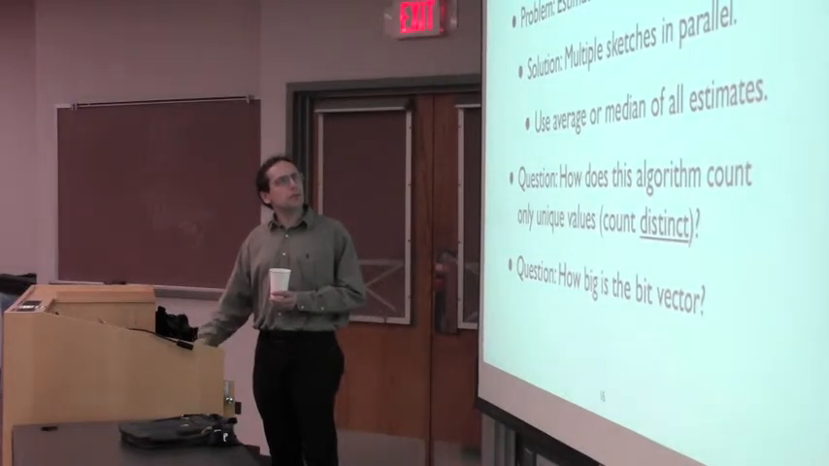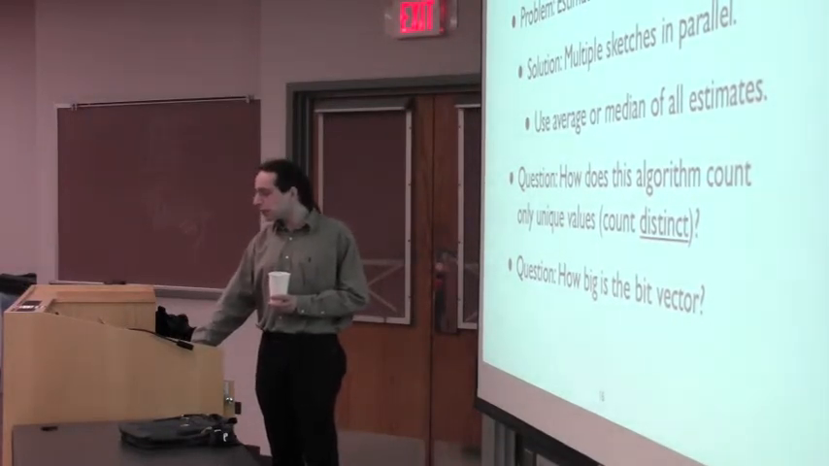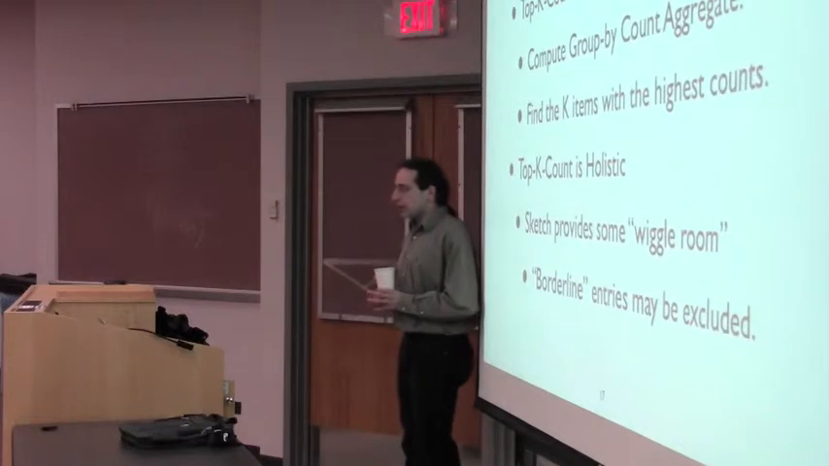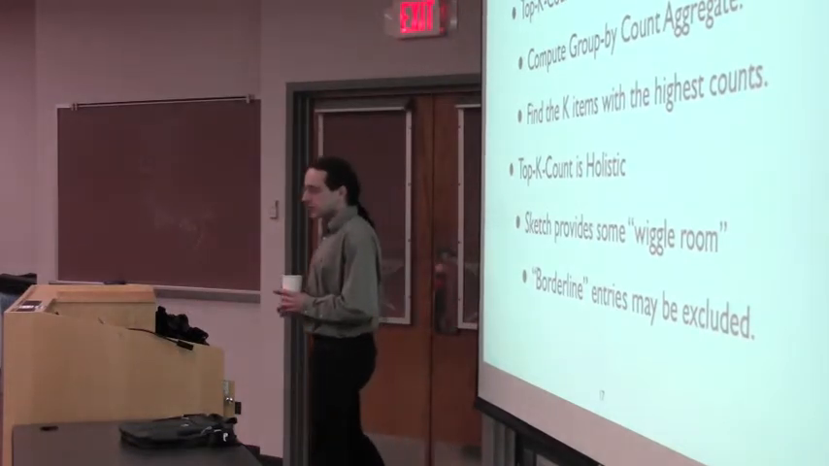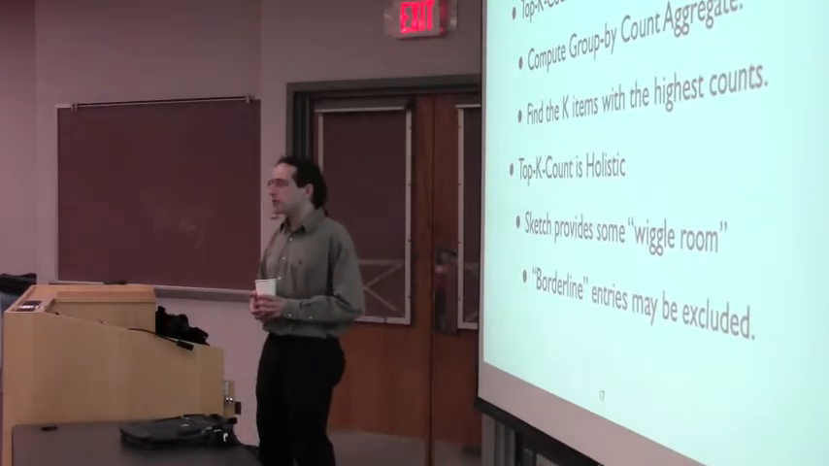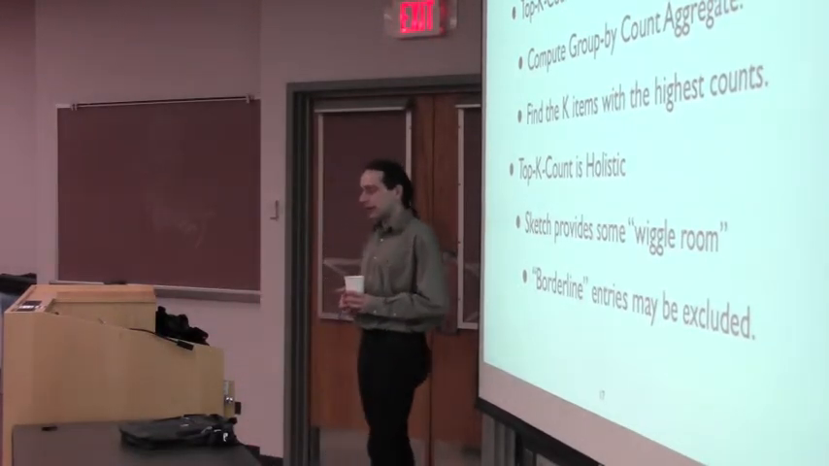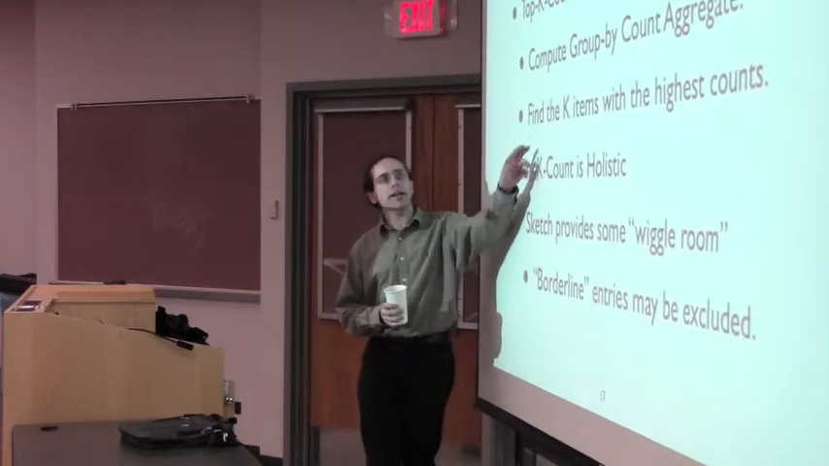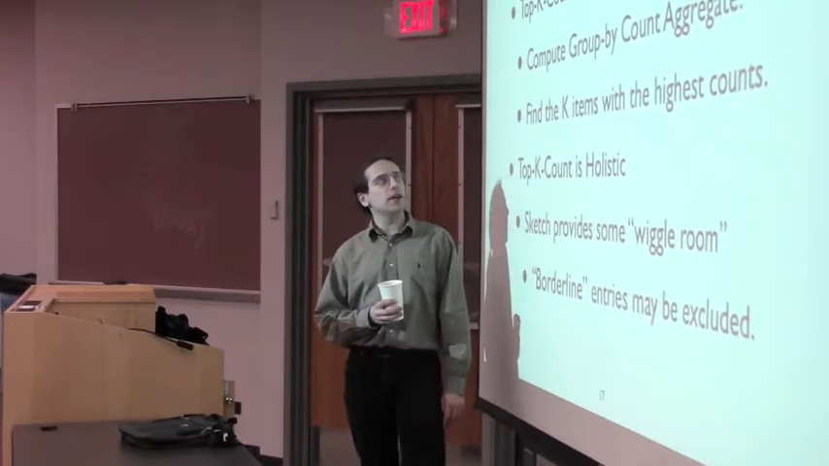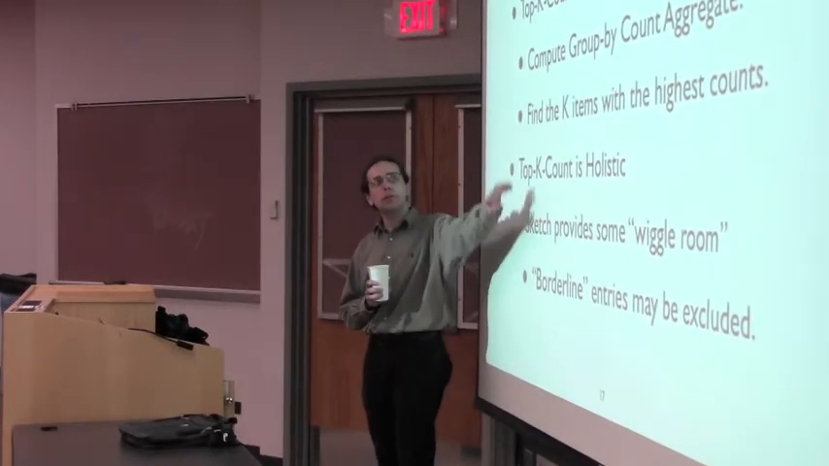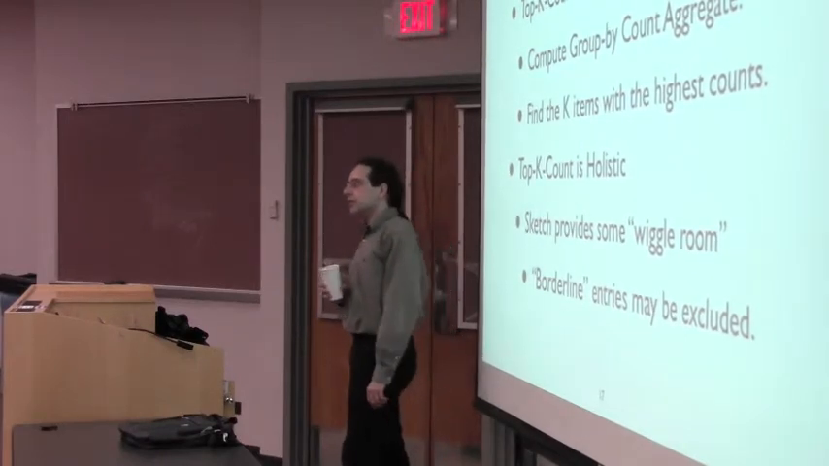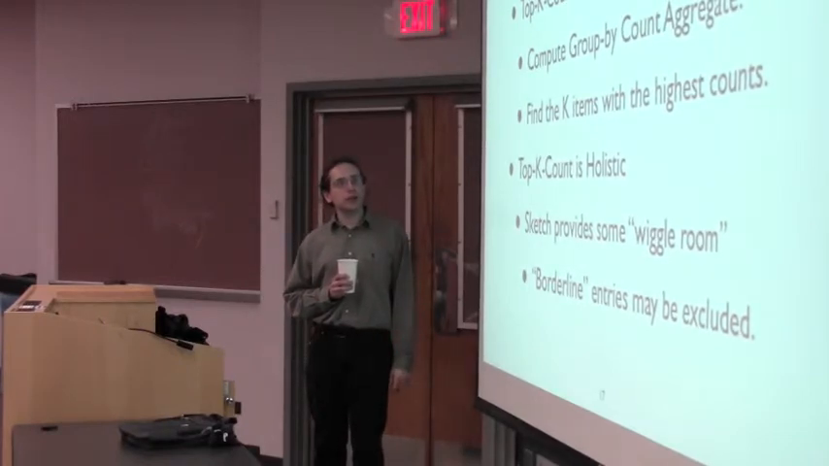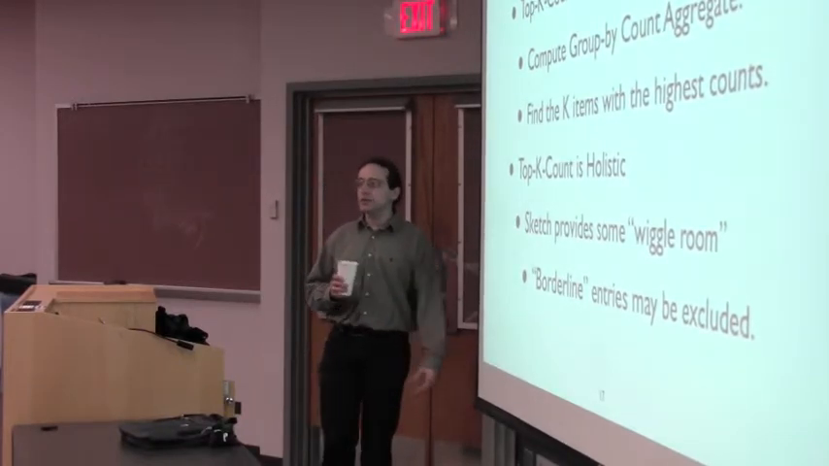I'll try and give a tighter example of it at the start of next lecture, but let's move on. The other sketch we're going to talk about is a data structure called count sketch. This is targeted at something called a top k count aggregate. The idea is to first compute a group by count aggregate of every tuple, and then find the k group by terms that have the highest corresponding counts. Another way of looking at this is you're trying to find the most frequent items in a particular set.